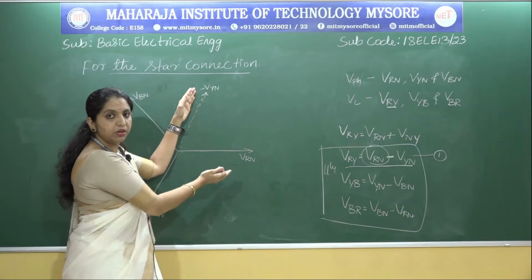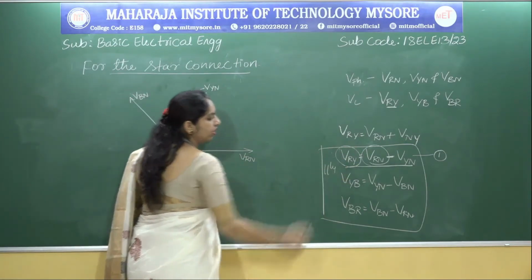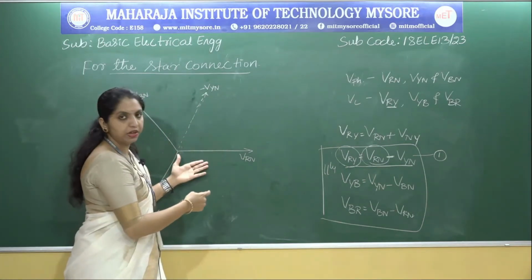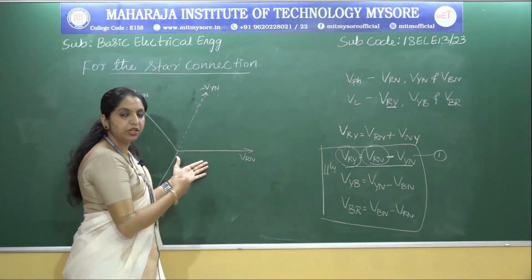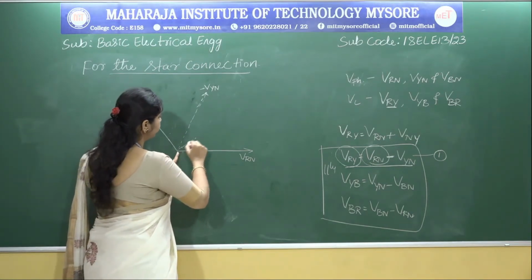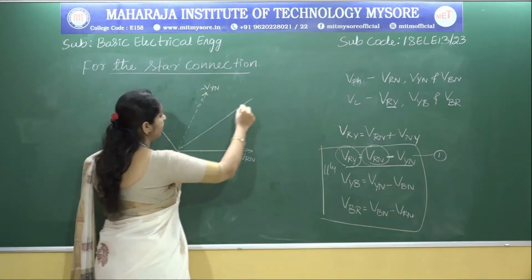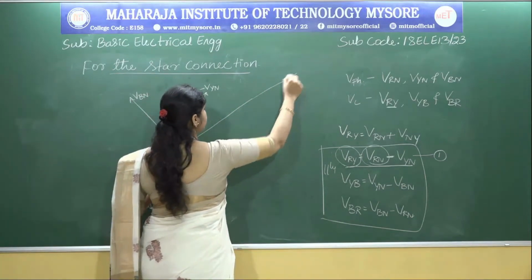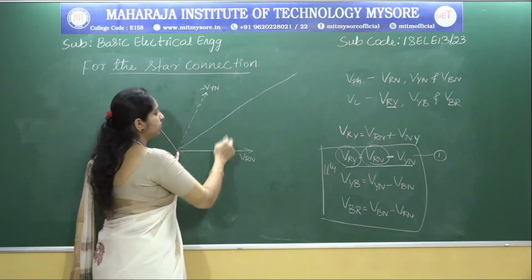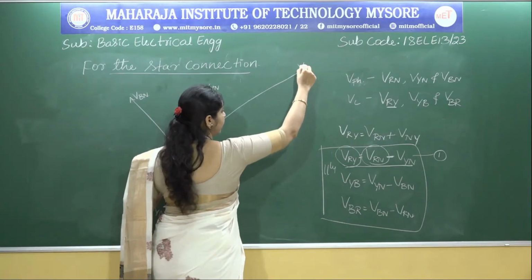And which is the resultant one? Which is the resultant equation? Resultant one is VRY. After summing up these two, on the left hand side we get VRY. So where should I write the resultant one? That is between these two, that means VRN and minus VYN. Of course, since this line, the resultant one is the double of these two, so I can write this equation as VRY.